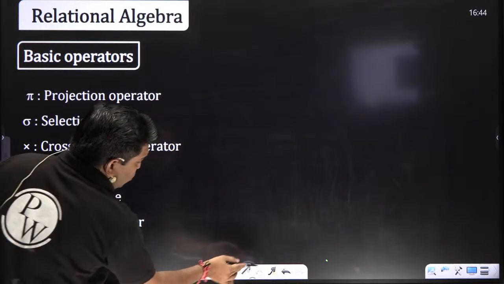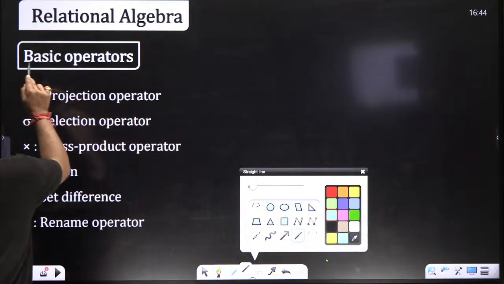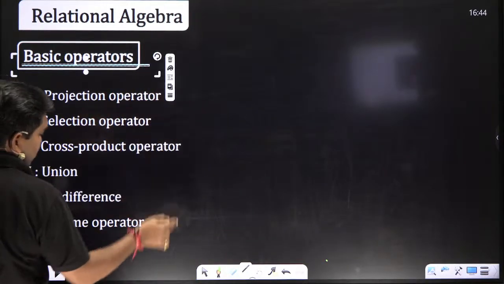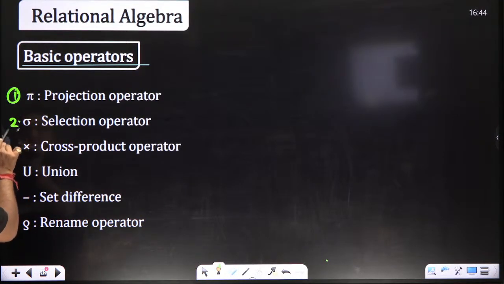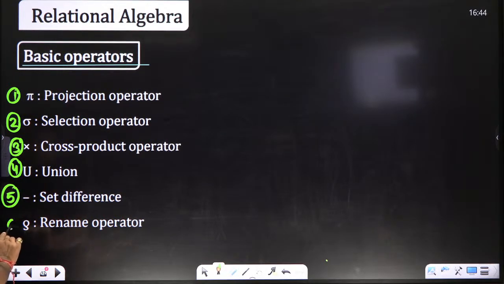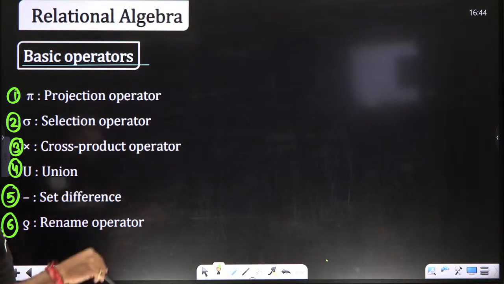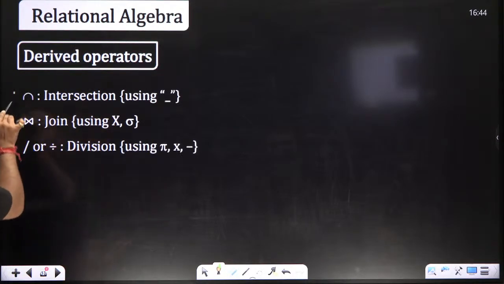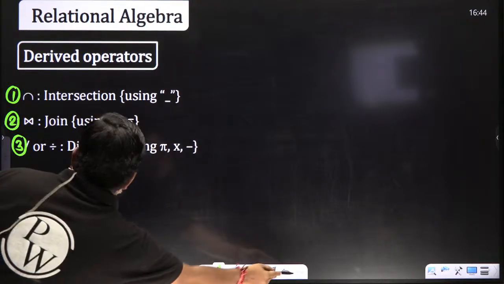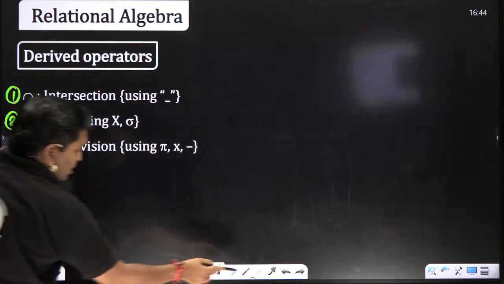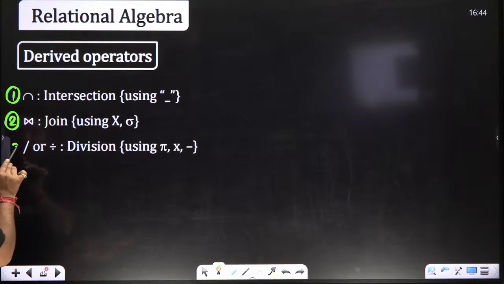Here there are two categories of operators. First, I told you basic operators, in which we have projection, selection, cross product, union, set difference, and rename. And three derived operators: intersection, join and division.